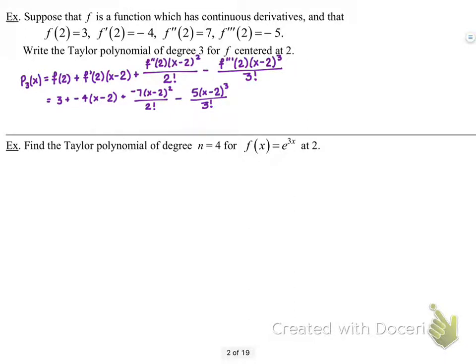Okay, so for your sake, I wrote down the actual.